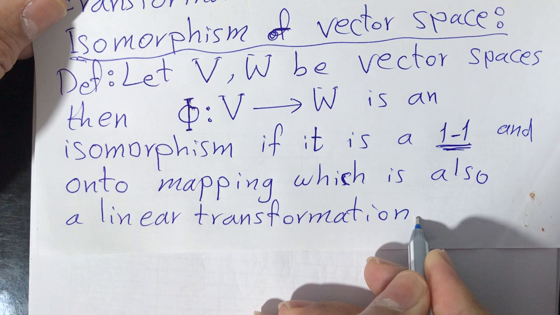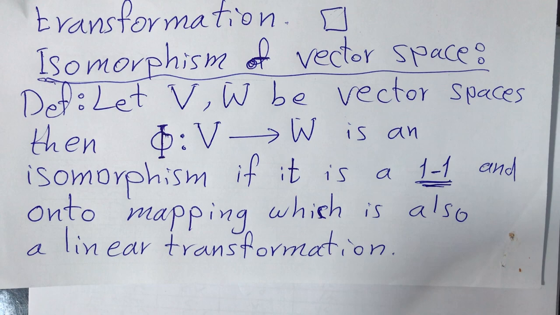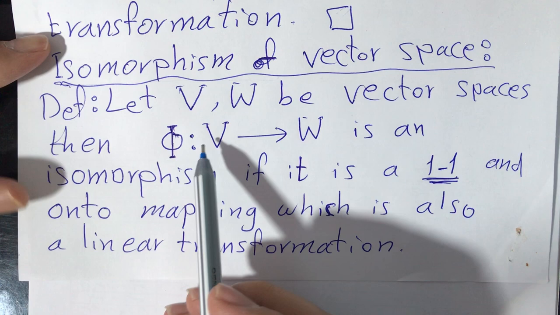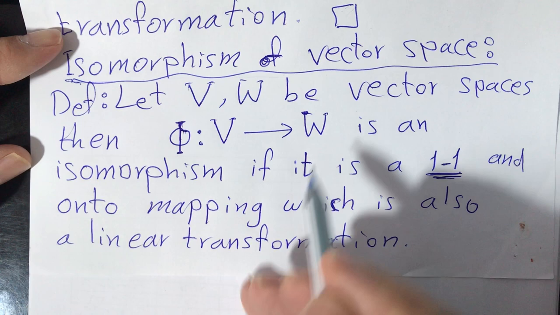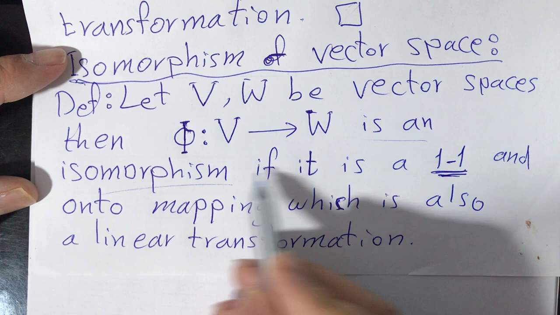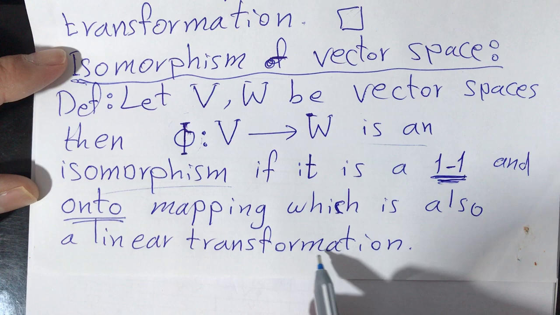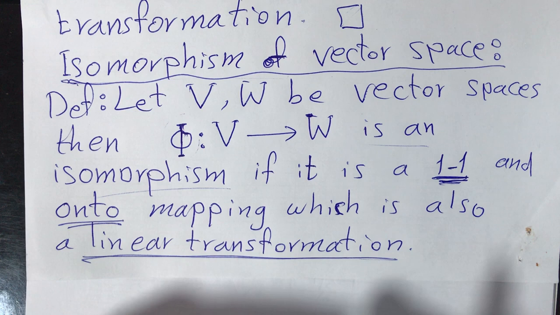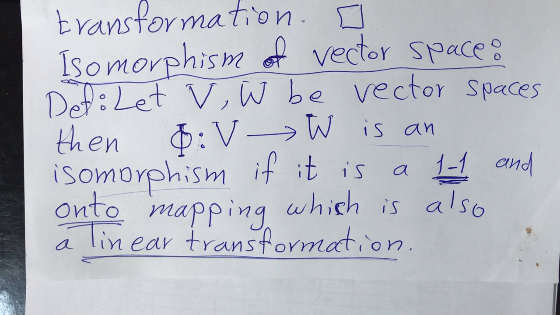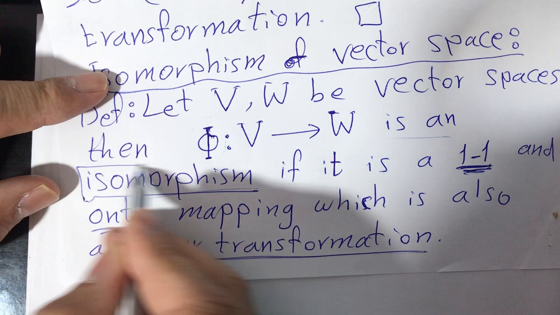Now if we have a function defined from V to W, both of them vector spaces, we call it an isomorphism if it is one-to-one and onto, and also a linear transformation. So if a function satisfies three conditions: first, one-to-one; second, onto; third, a linear transformation, we call this function an isomorphism. So this is the definition of isomorphism.